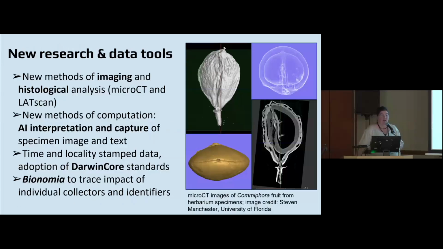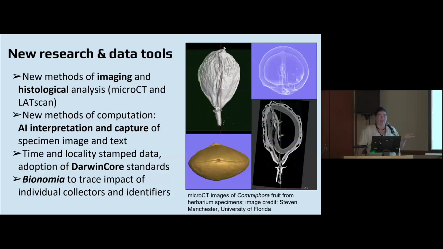Okay, so now we have these new research and data tools, the new imaging tools. This is an example of micro CT images of fruits from herbarium specimens that shows not just the surface, but also the inside of the fruit. Who knew that we could do this? And guess what we can do in 10 years, in 20 years, in 30 years? We do not know. We need to have the physical specimens to be able to do this.